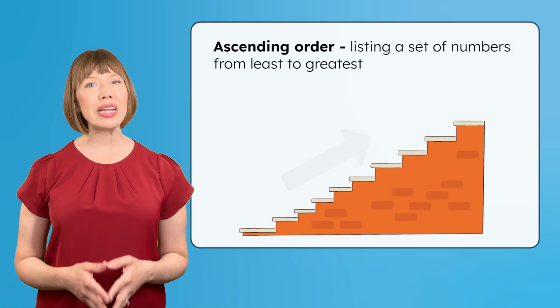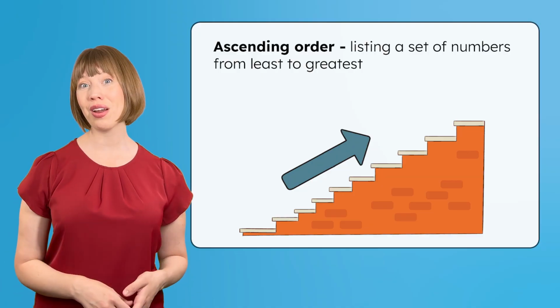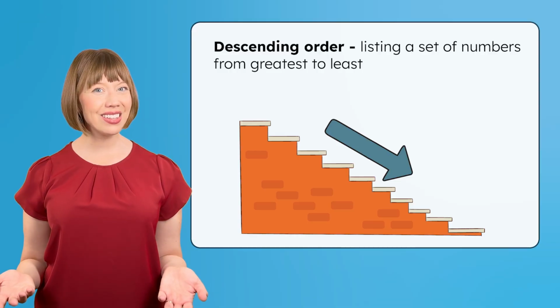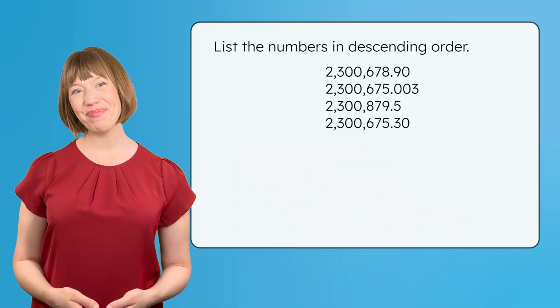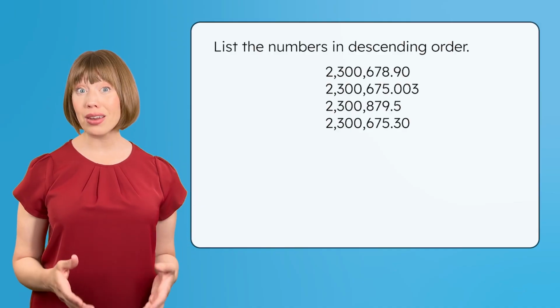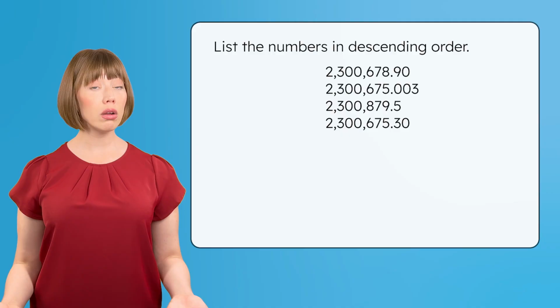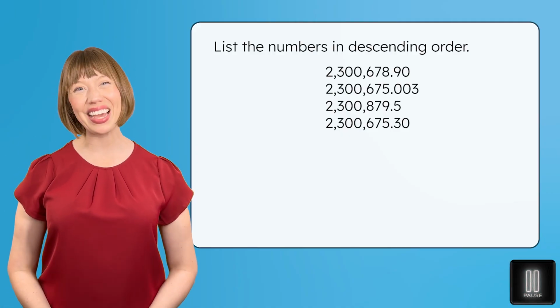We can use the same strategy of comparing digits by place value to put a list of numbers in order. When we arrange numbers from least to greatest, that's called ascending order. And when we arrange them from greatest to least, that's called descending order. Check out this list. Use your skills of comparing numbers to list these numbers in descending order, or from greatest to least. Pause here to record your thinking.